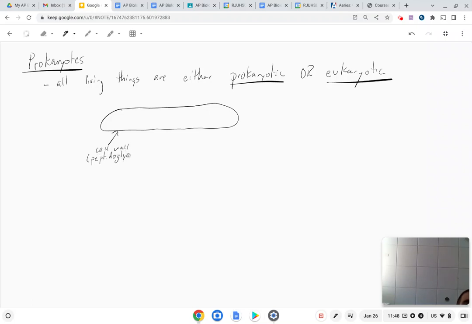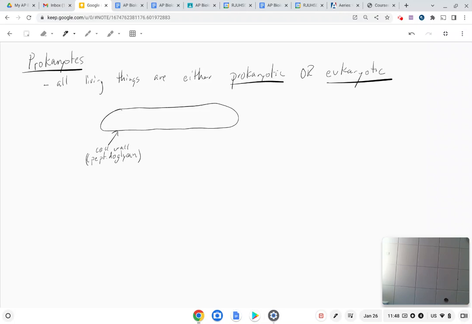Now, why do we care that it's made of peptidoglycan? Because we don't want you to confuse it with the plant cell wall, which would be made of cellulose. This is a different kind of cell wall. Peptidoglycan is a carbohydrate. Okay.